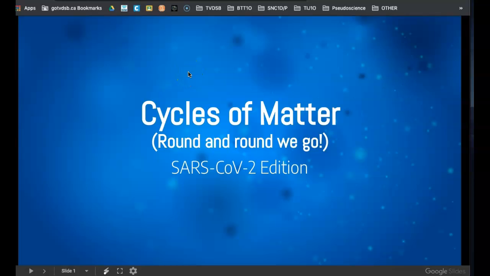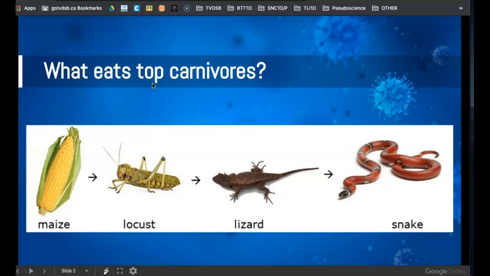Today we are going to look at what are called the cycles of matter. We've already touched on this a little bit in some of our previous lessons, but we didn't really talk about it as the cycles. We just referred to them as what was actually happening in them. So here's what I want you to think about first.